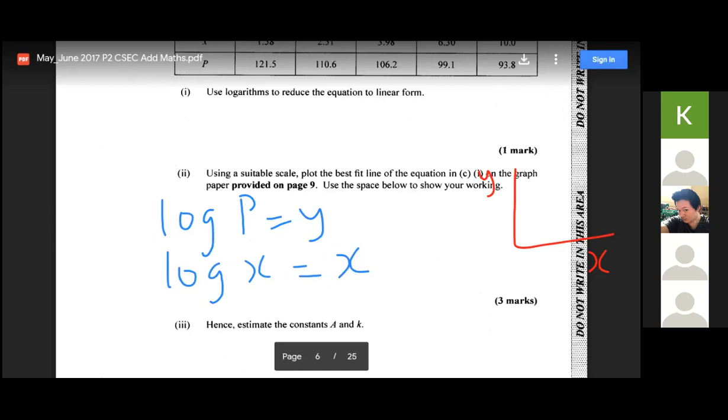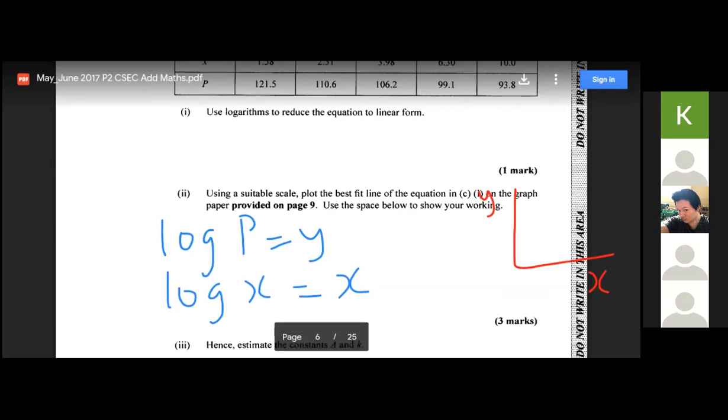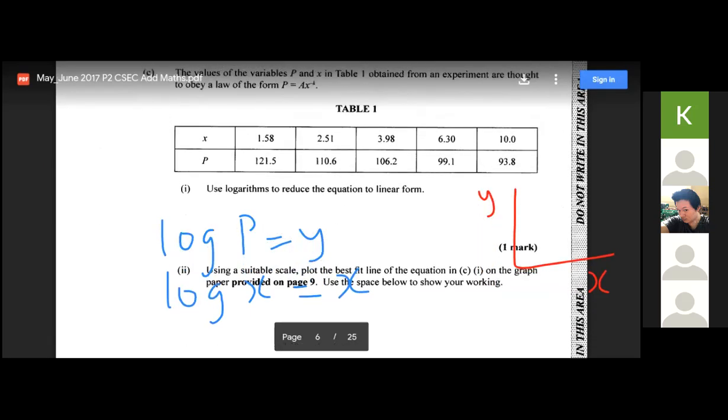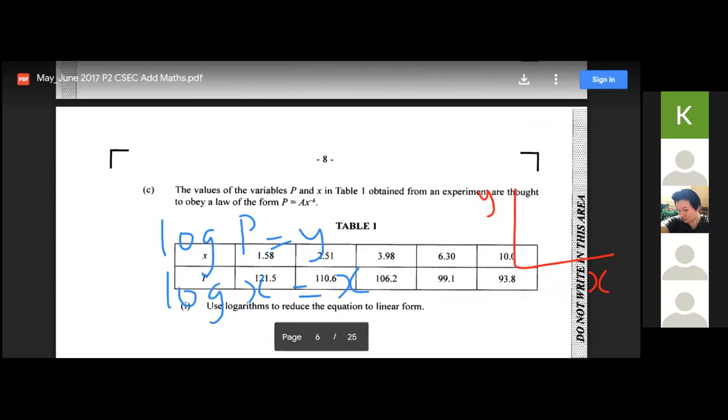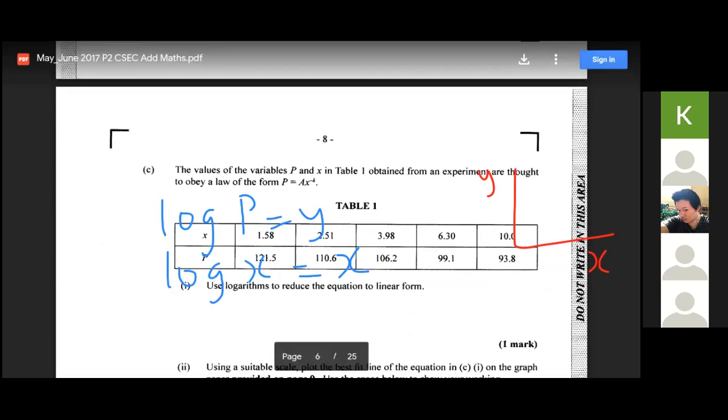It gave us some values here. So just scrolling up a bit. They gave us these values of x and gave us the value of p. So what do you do with these values? Well, we know what we're plotting on the y-axis is log of p. So you see all these values of p that they gave you?